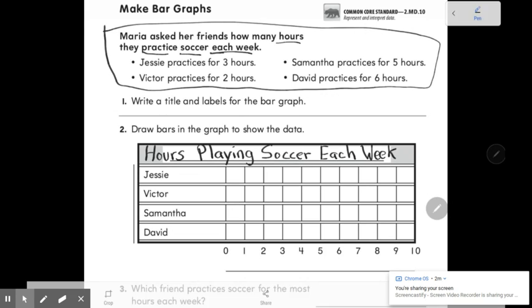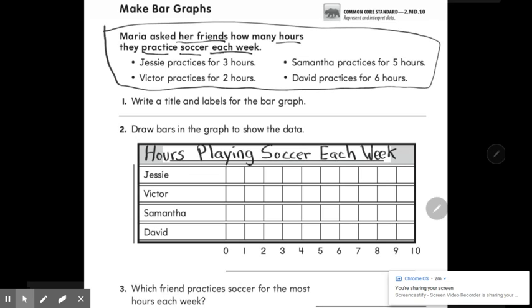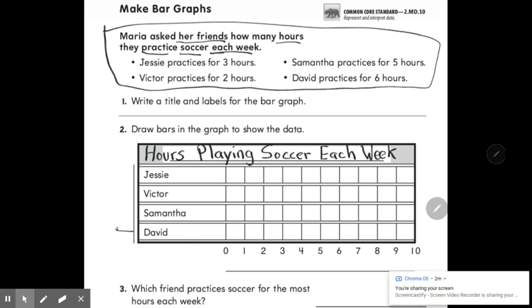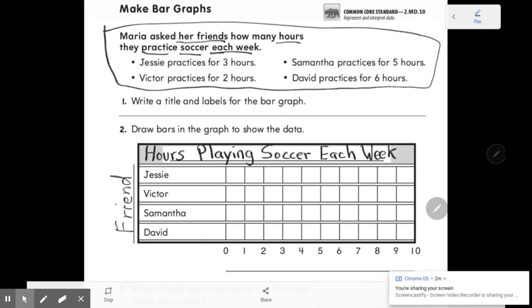Now, our next information, we already know that we have Jesse, Victor, Samantha, and David. Who are they? Well, it says right here that she asked her friends. So Jesse is a friend, Victor is a friend, Samantha is another friend, and David is a friend. So I'm going to write as a title right here, friend. Now I only put friend, but you can put friends because it will not distract from the meaning of what that information is about.